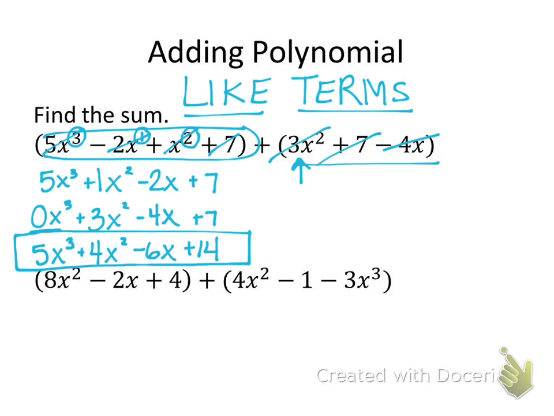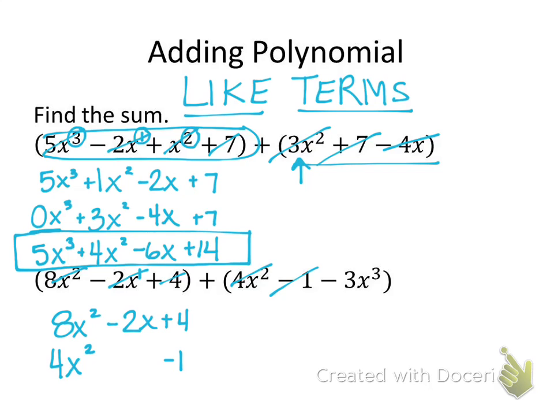8x squared minus 2x plus 4. All right, so I'm going to rewrite this. I know that it's in standard form, but I am going to go ahead and rewrite it. 8x squared minus 2x plus 4, because I know it goes 2, 1, then a number without a variable. So what I need to do is line up these terms underneath it. So 4x squared, where is that going to go? Under 8x squared. Where is negative 1 going to go? Under the 4. Where is negative 3x to the third power going to go?